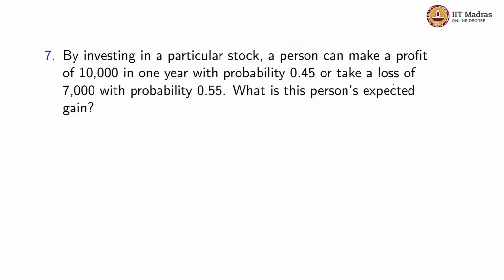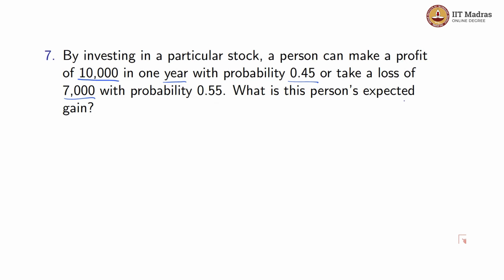Again, we have a similar type of problem to what we have seen previously. By investing in a particular stock, a person can make a profit of 10,000 in 1 year with probability 0.45 and take a loss of 7,000 with probability 0.55. What is this person's expected gain?